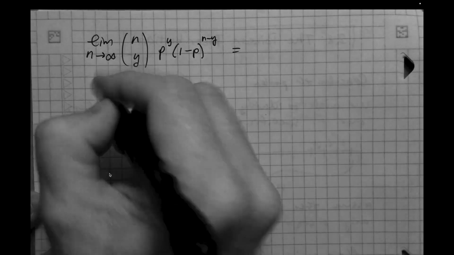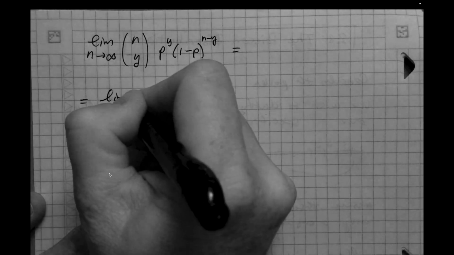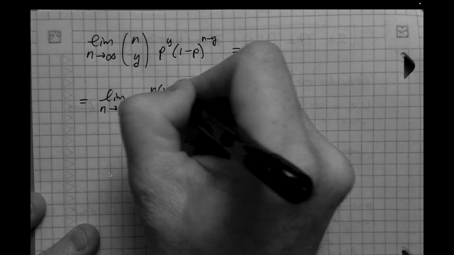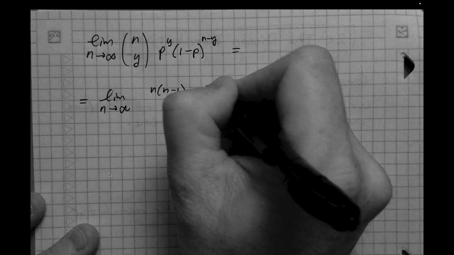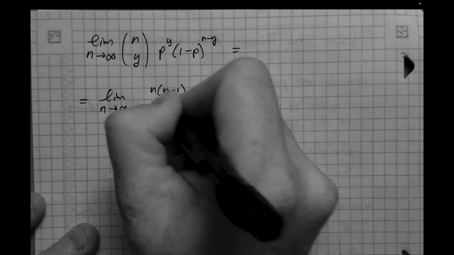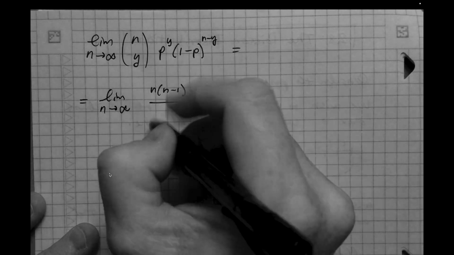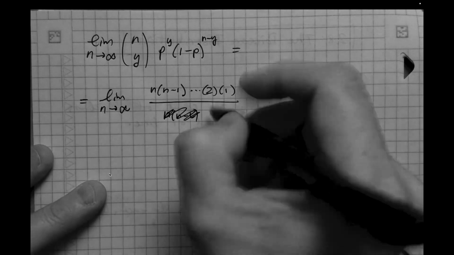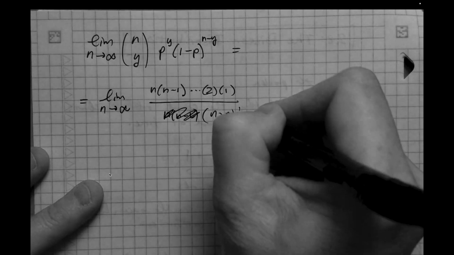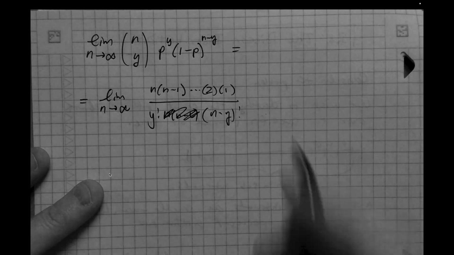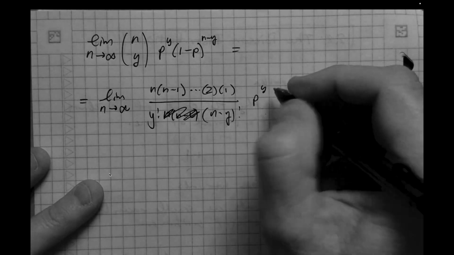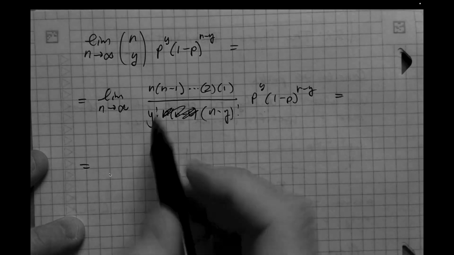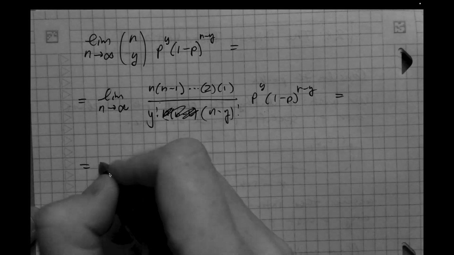Let's extend this a little. We have the limit as n goes to infinity; now I'll write this out, with n minus 1, and so on, all the way down to 2, down to 1. In the bottom I have n minus y factorial and y factorial, all times p to the y times 1 minus p to the n minus y. Obviously, you're going to get cancellation here. So what does that all look like?